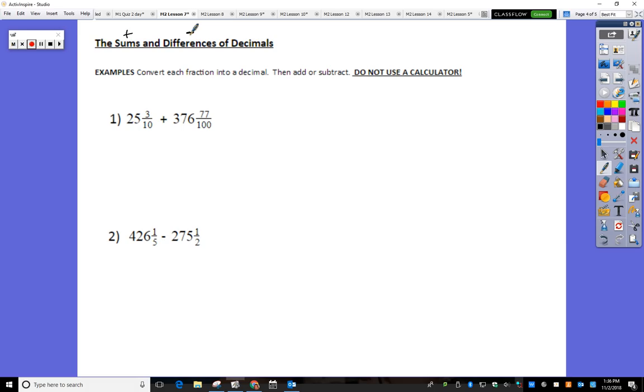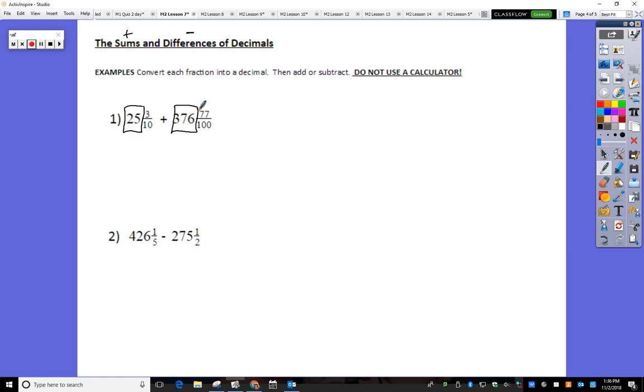So notice the directions at the top say to convert each fraction into a decimal, then add or subtract, and not to use a calculator. So this is going to be a little different than you're used to. We are going to start by looking at the whole numbers in the problem. So with number 1, I have a 25 as my whole number here, and 376 as my whole number here.